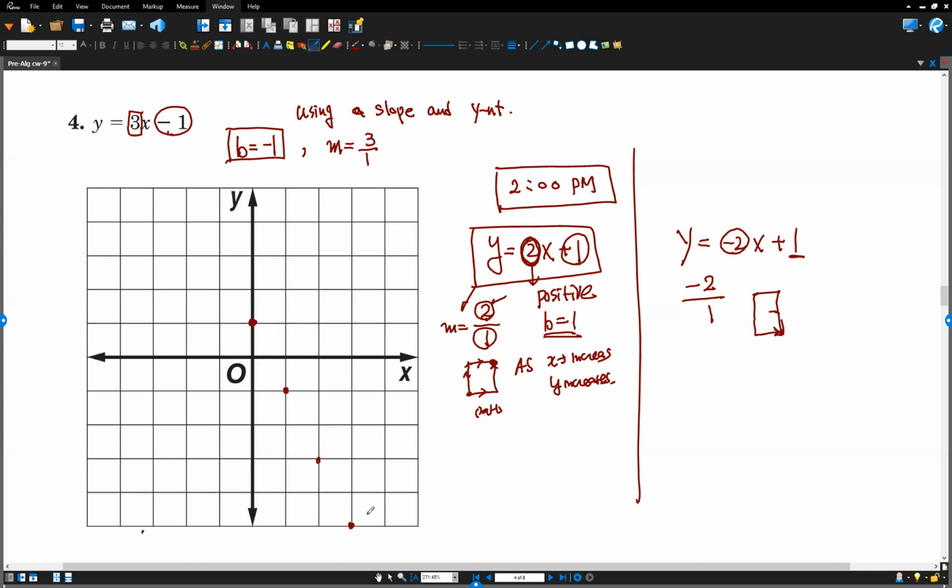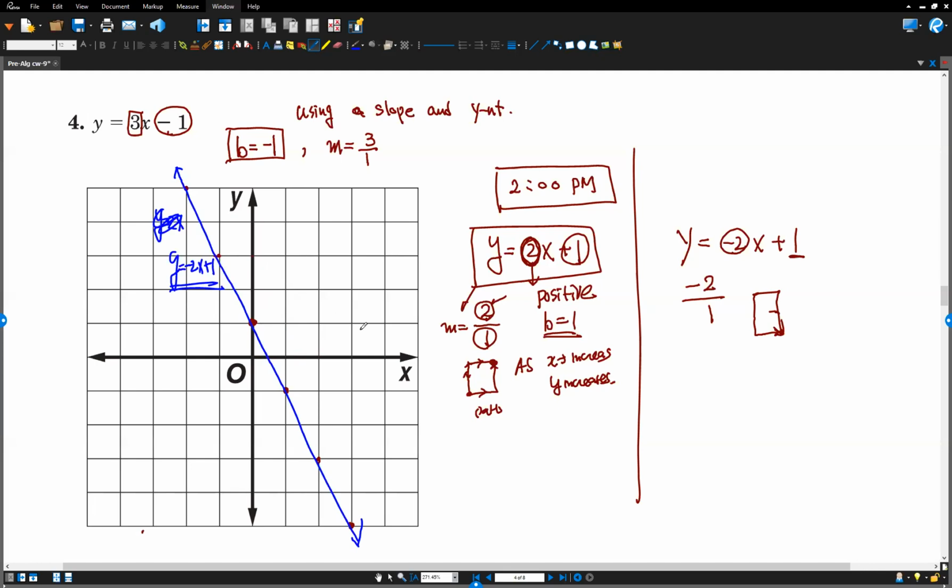What about the other side? You can find the way, follow the pattern. 1 left, 2 up, 1 left, 2 up, 1 left, 2 up. That is all the other points. Make the line over here. That's the graph of y equals negative 2x plus 1. Can you see that? You can do that, right? Okay, that is not hard.